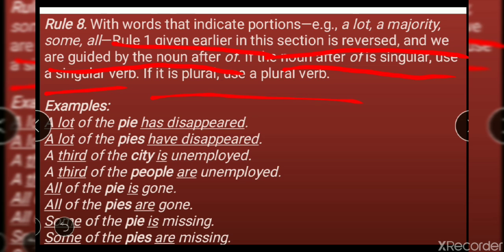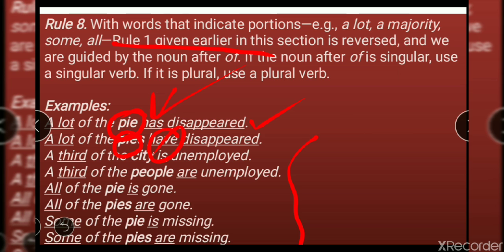For example, a lot of pie has disappeared. A lot of pie: a lot is in a lot form, but here after of it is pie, so I have used has. Similarly, a lot of pies. It is plural, so I have also used the verb in its plural form. Similarly, you have to go through these examples.